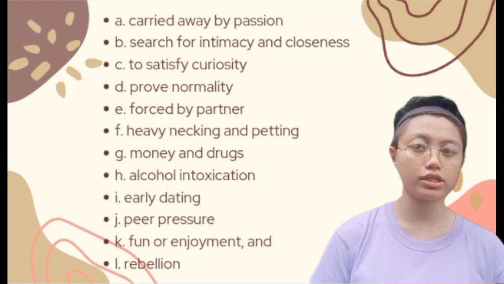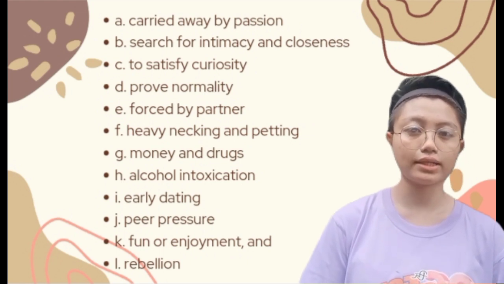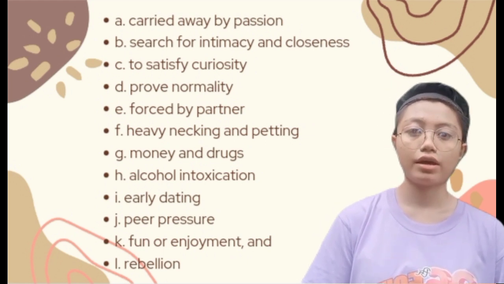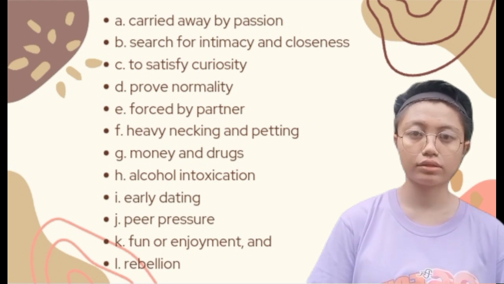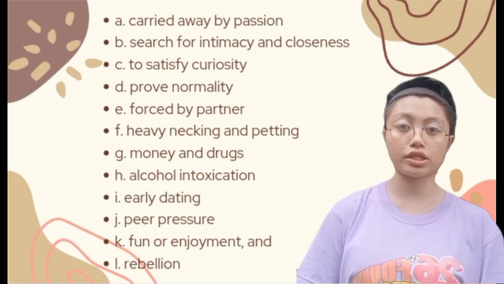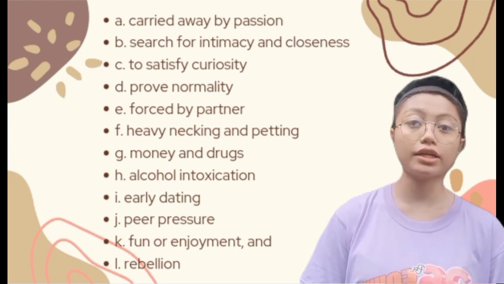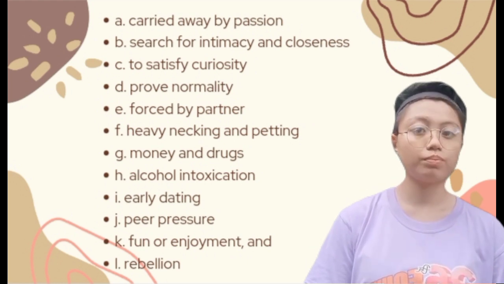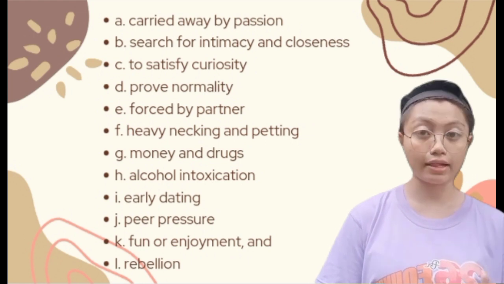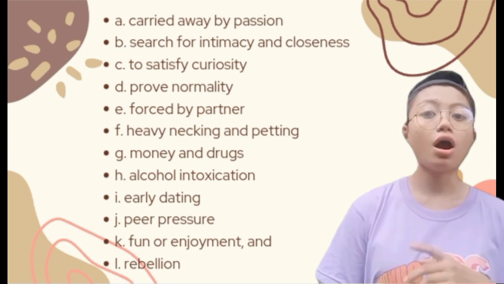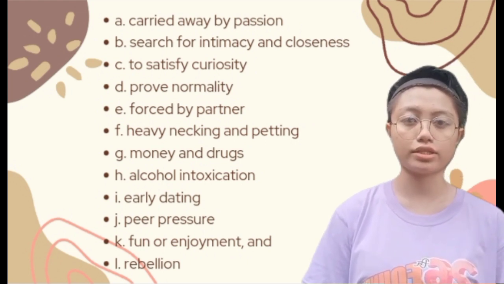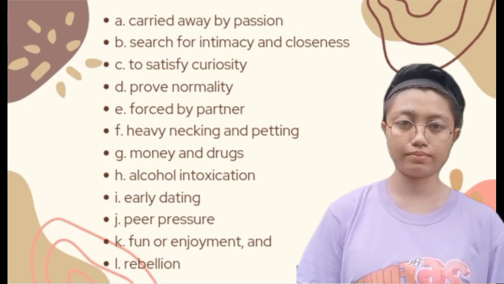C. To satisfy curiosity. D. Prove normality. E. Forced by partner. F. Heavy necking and petting. G. Money and drugs. H. Alcohol intoxication. I. Early dating. J. Peer pressure. K. Fun or enjoyment. And L. Rebellion. All of these can cause an extreme behavioral maladjustment to adolescents' life called delinquency.